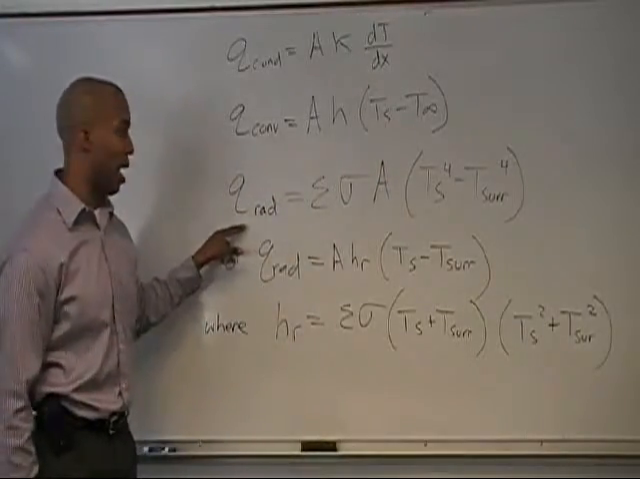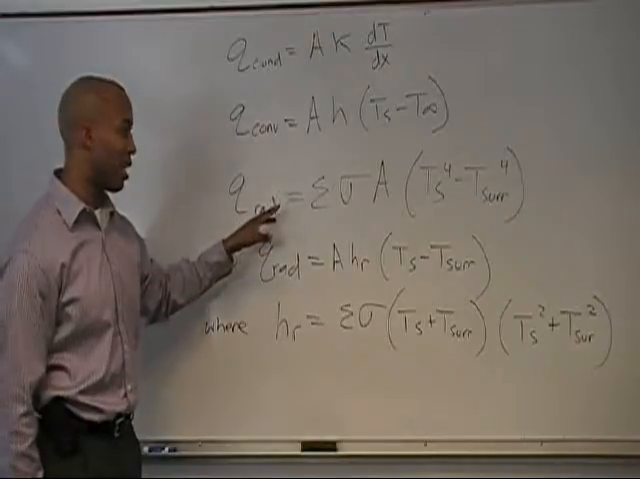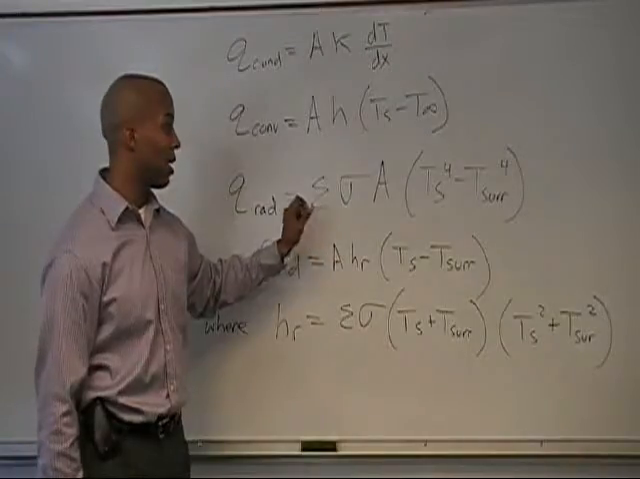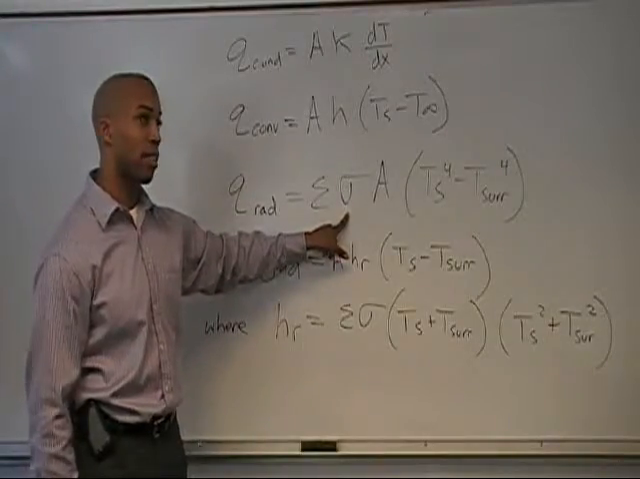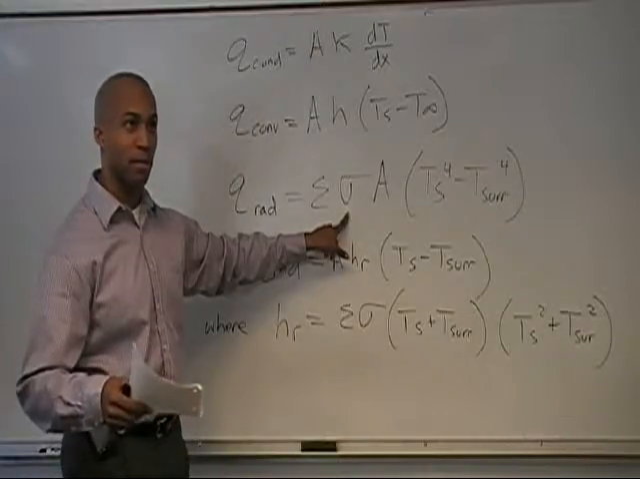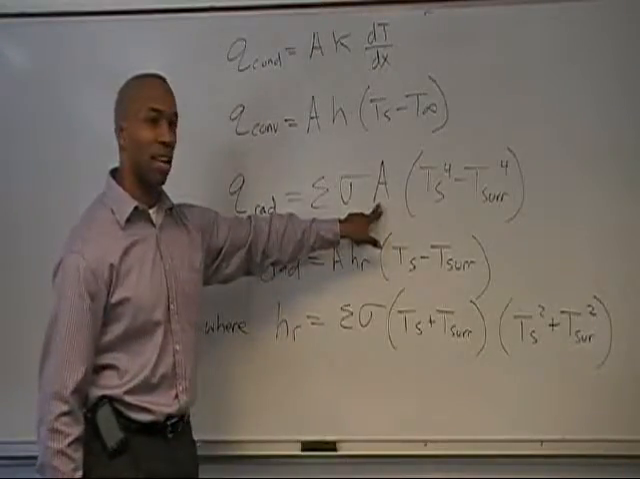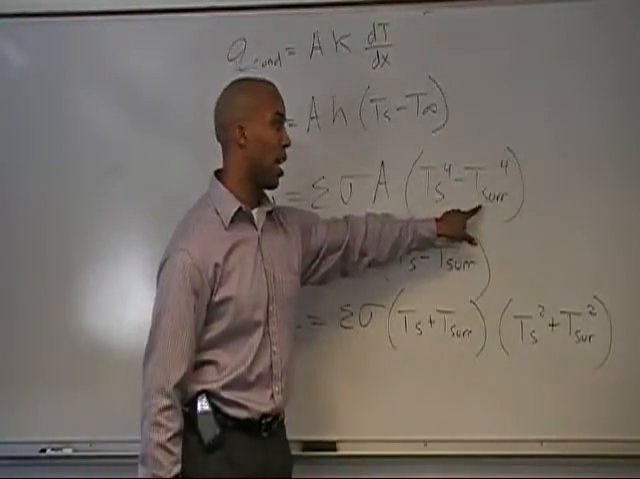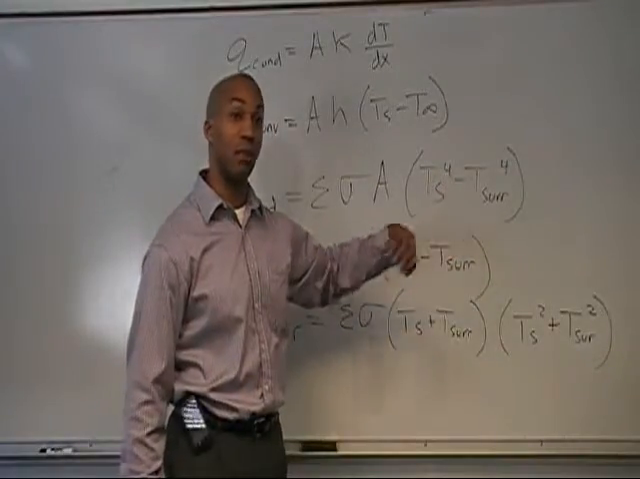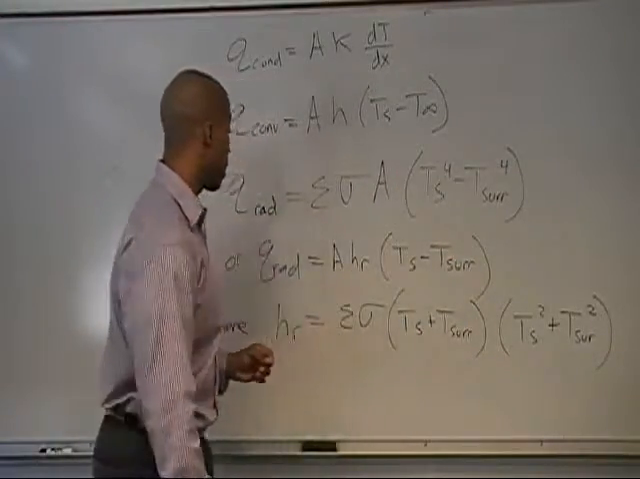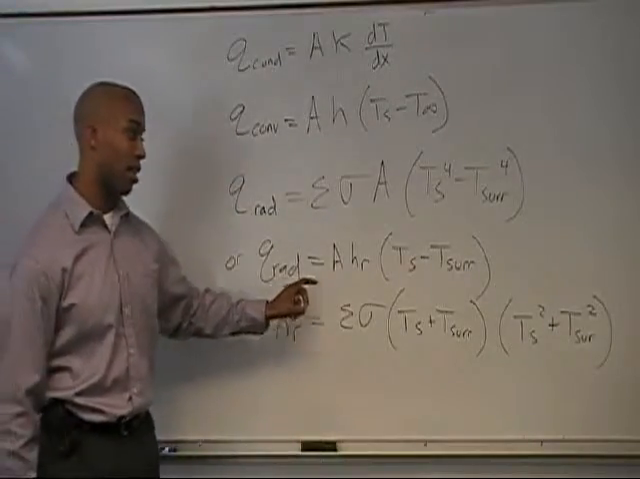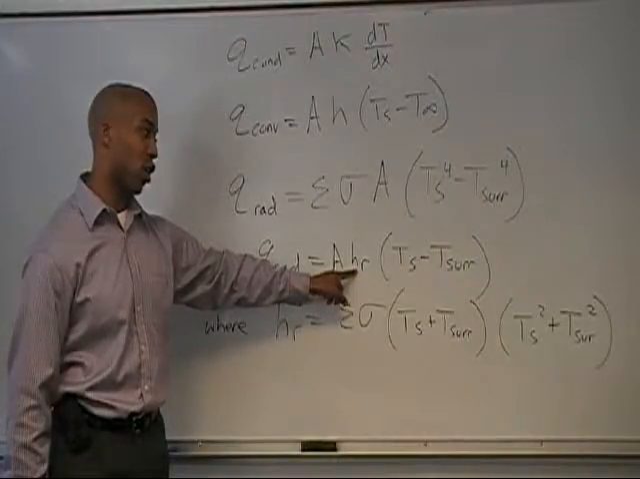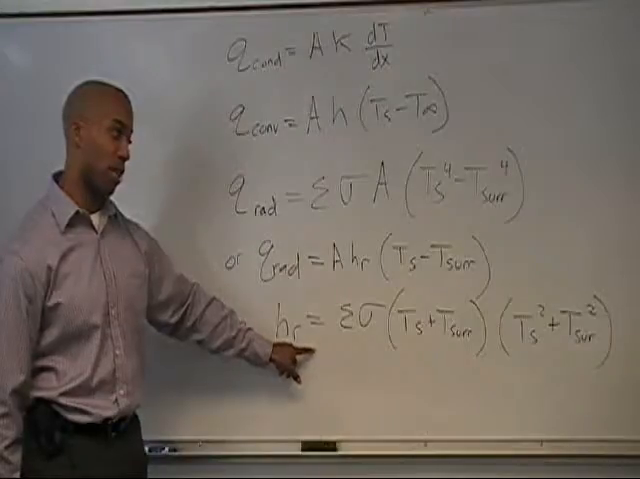And then for radiation, we have the rate of heat radiated in watts equals the emissivity times Stefan-Boltzmann's constant. What is that? All right, you should know that by now. Times the area times the difference between the surface temperature to the fourth power and the temperature of the surroundings to the fourth power. Or we can represent radiation where we linearize the equation using an effective heat transfer coefficient, h_r, that is represented as such.